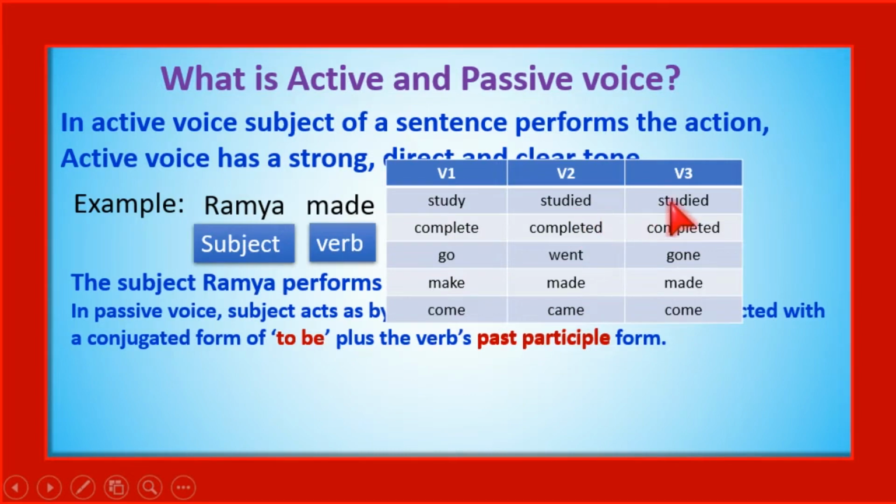Here are some examples. Study, studied, studied. Complete, completed, completed. Go, went, gone. Make, made, made. Come, came, come. So these are examples of the V3 form. So in passive voice, you always use the V3 form of the verbs.